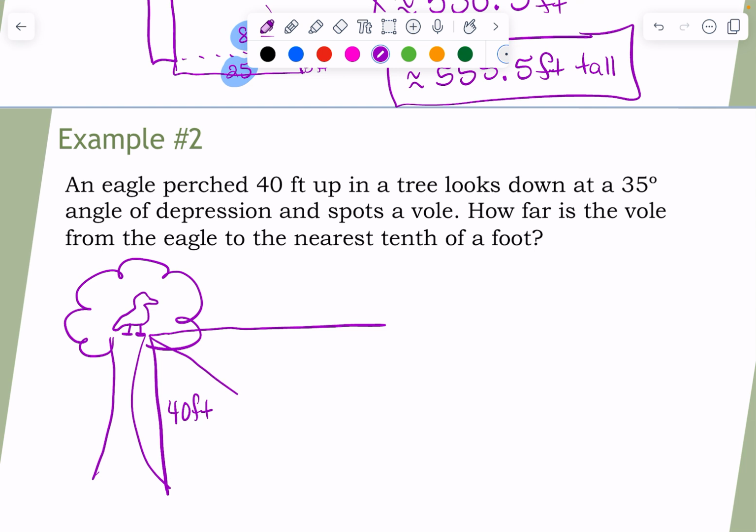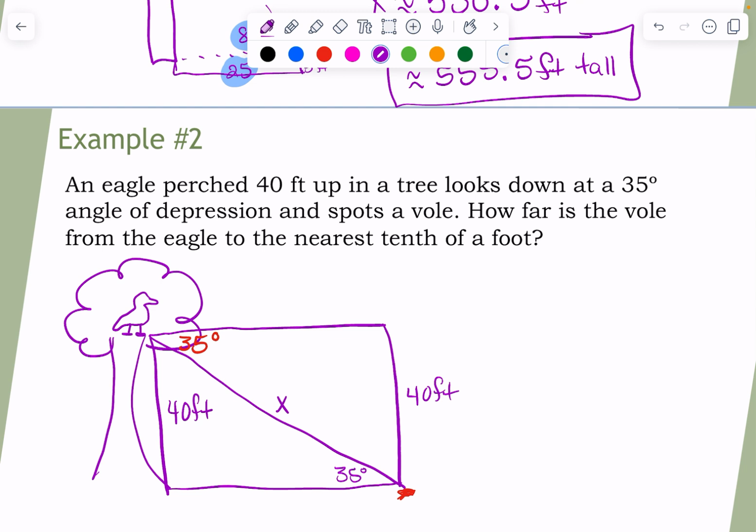So what that means is this angle here is going to be the 35. And over here we have this little vole. All right, that's good enough drawing. So now it says, how far is the vole from the eagle to the nearest tenth, which would be this value here. So we actually have a choice here. We can either translate this over, or we could take the 35 and translate it down. Either way, we get the exact same thing.